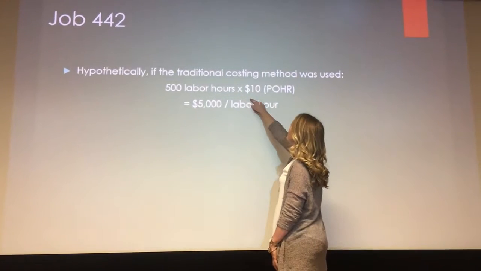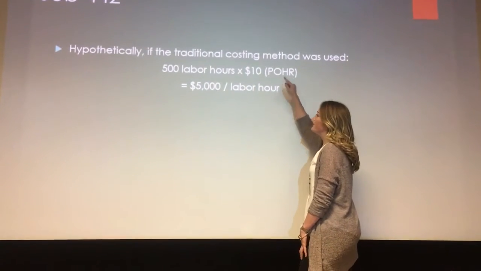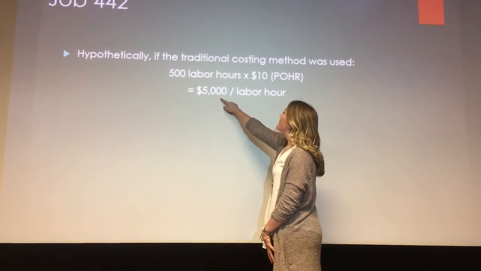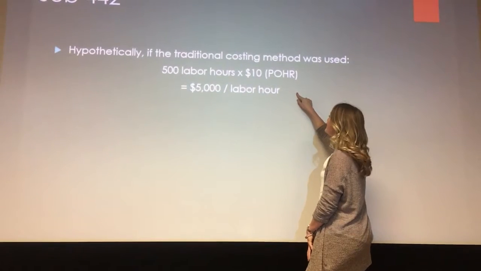So hypothetically, if we were to use the traditional costing method for job 442, we would use the 500 labor hours times the $10 predetermined overhead rate that we had calculated at the beginning. So that would give us $5,000 for overhead.